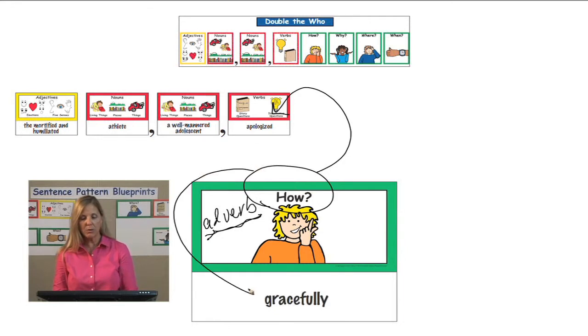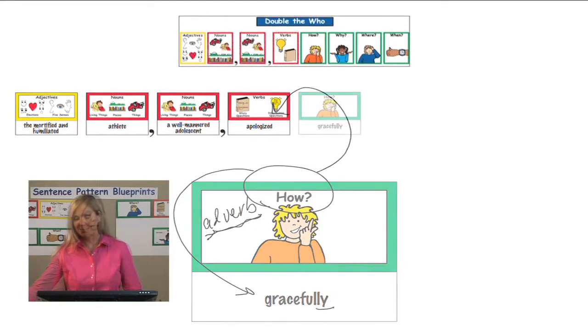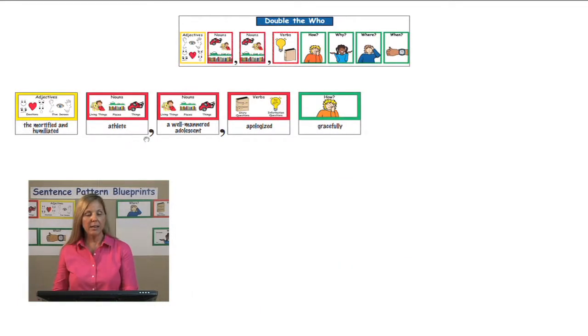And we decided we would use the word gracefully. It wasn't awkwardly. He's well-mannered. He's going to apologize with grace. So we said gracefully. Notice adding the ly because we're describing the verb, making it an adverb, using the ly in our ending. Let's put that in our sentence. The mortified and humiliated athlete, a well-mannered adolescent, apologized gracefully.